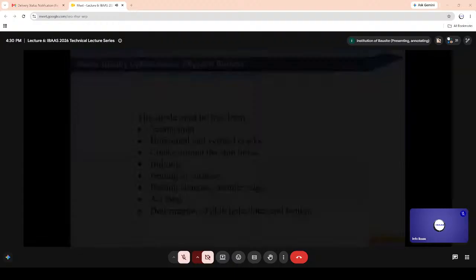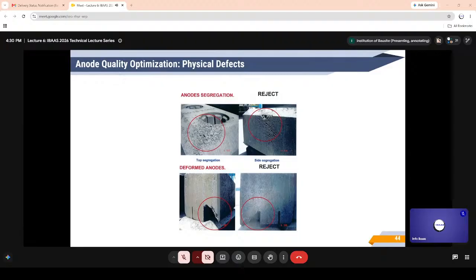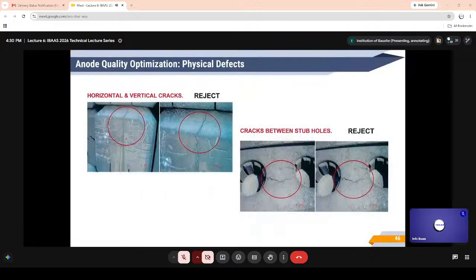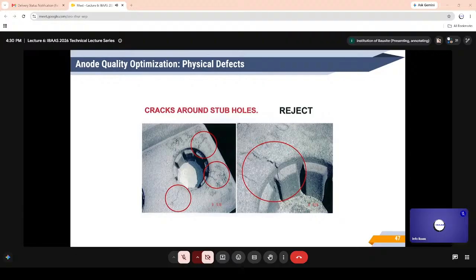This is an example of anode segregation and deformation of anodes. This is an example of shoulder cracks and packing coke sticking in the stub holes. This is an example of horizontal and vertical cracks, also between the stub holes. Cracks around the stub holes can be seen in this slide.